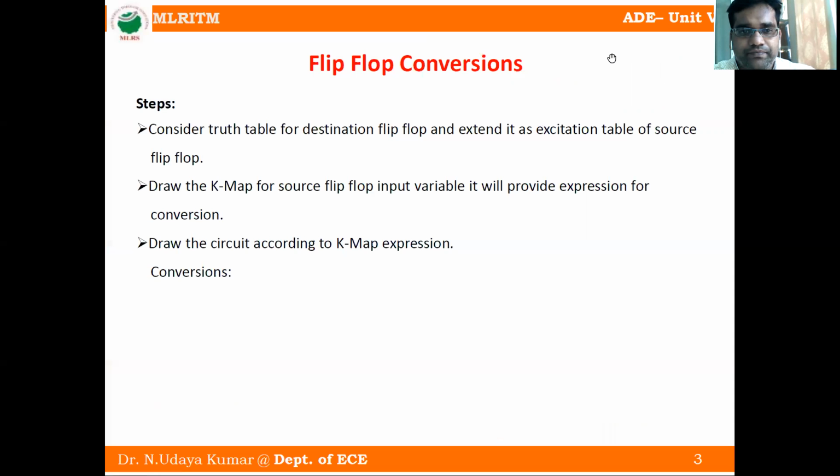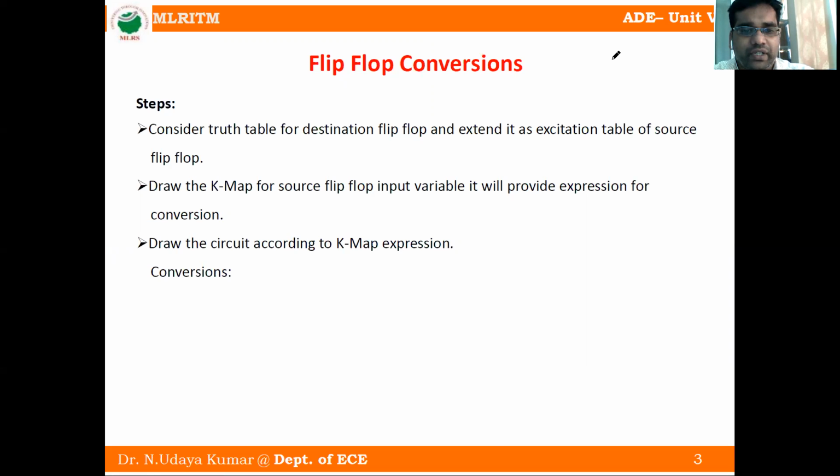So let us start. For flip-flop conversions, only 3 steps you need to remember. First step is consider the truth table for destination flip-flop and extend it as excitation table of source flip-flop. Second step is draw the K-map for source flip-flop input variable. It will provide expression for conversion. Third one is draw the circuit according to the K-map expressions.